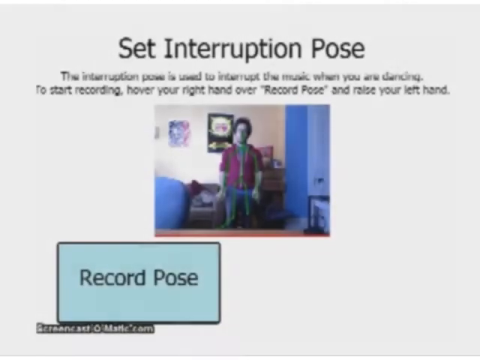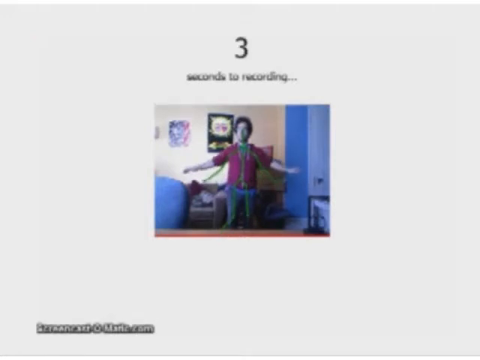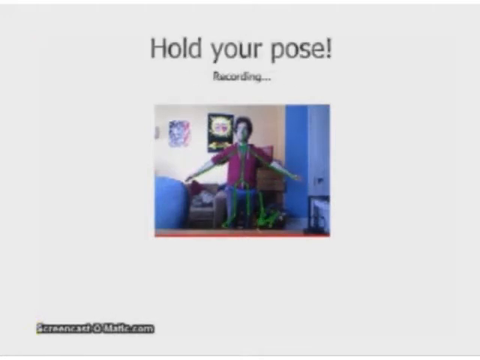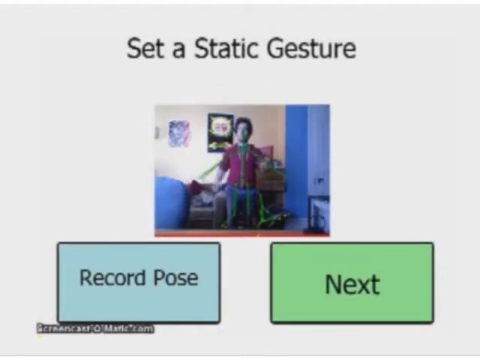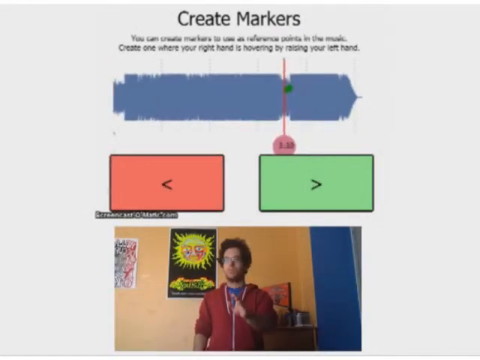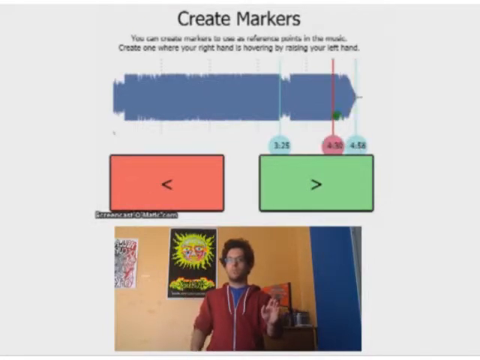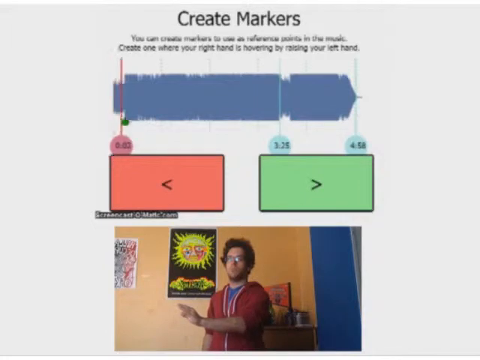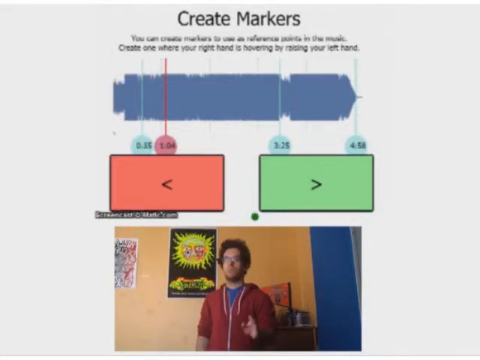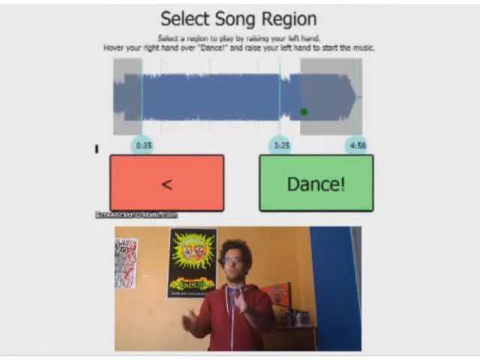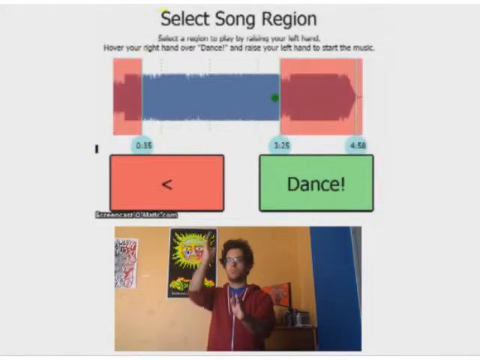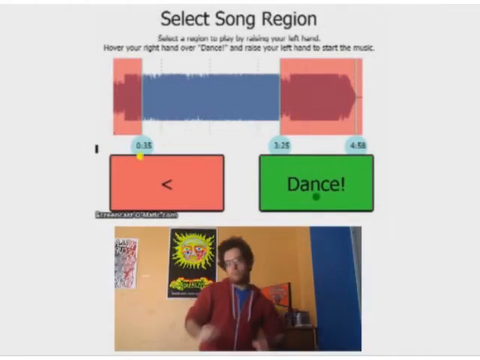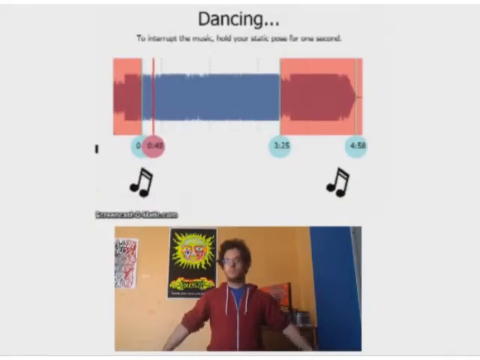Let's run through it. The user begins by setting a static pose. They are then able to place markers at significant points in the song. The user then selects a region that they would like to practice. They press Dance, and if they like, they can interrupt the song and adjust the region.